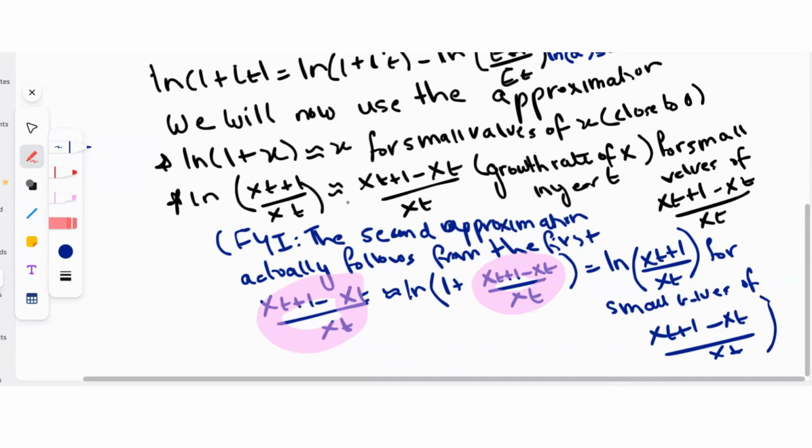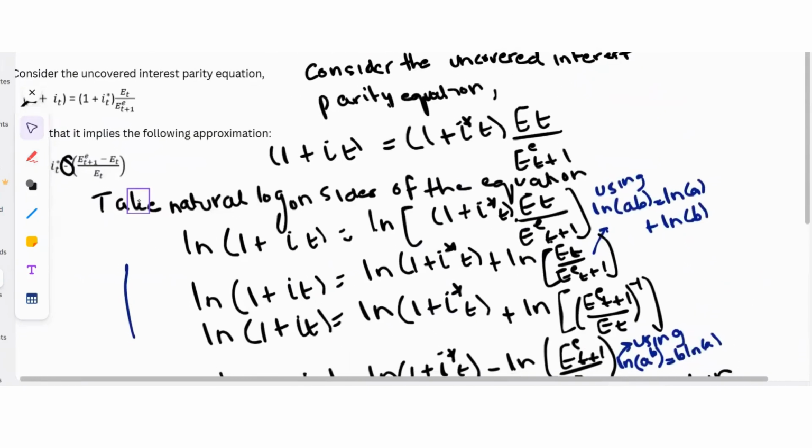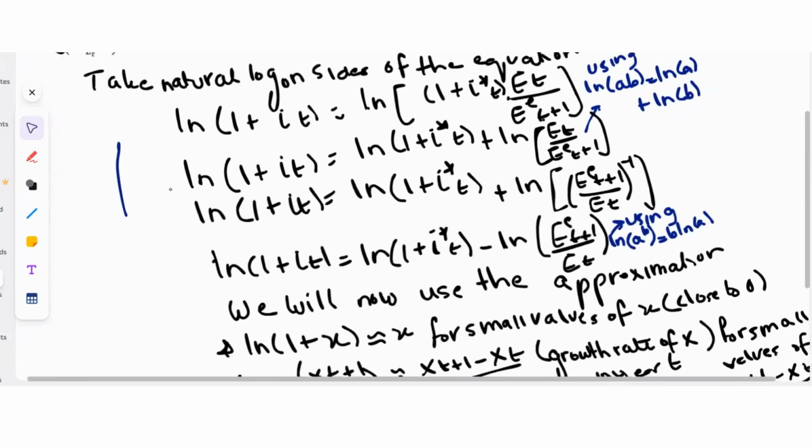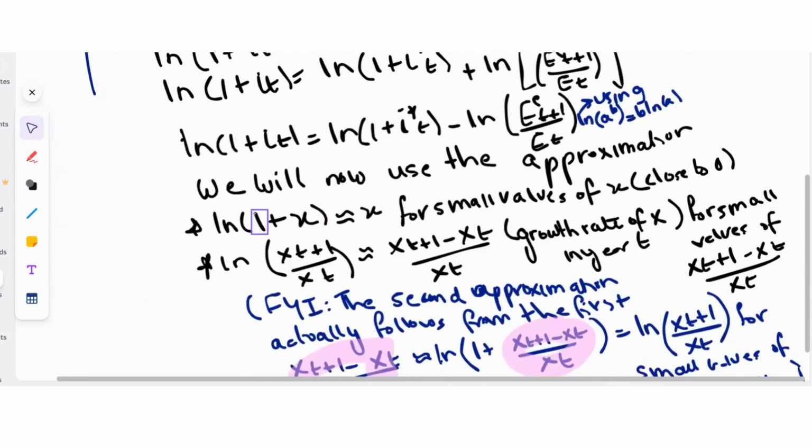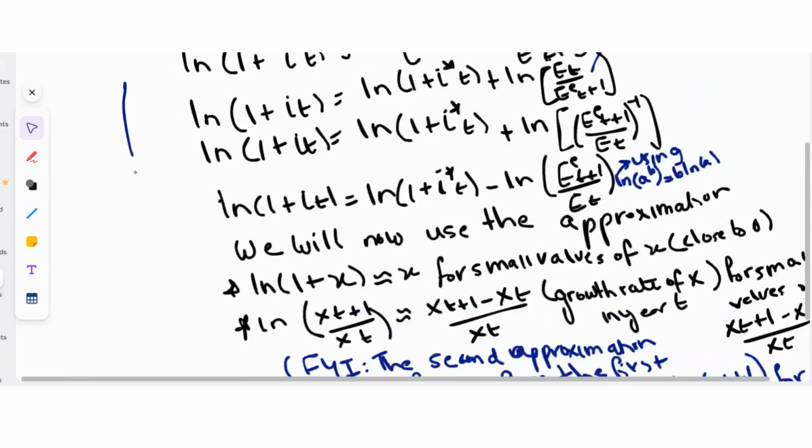Now the second approximation actually follows from the first. So here, to derive the approximated version from our exact form, we take natural log on both sides, do a bit of manipulation, and then the approximation that we'll use is essentially ln(1 + x) is approximately x for small values of x.